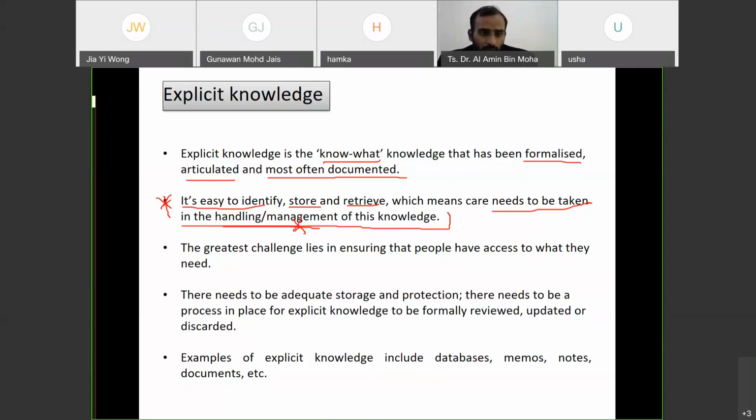The greatest challenge lies in ensuring that people have access to what they need. There needs to be adequate storage and protection. There needs to be a process in place for explicit knowledge to be formally reviewed, updated, or discarded. Examples of explicit knowledge include databases, memos, notes, documents, and so on.